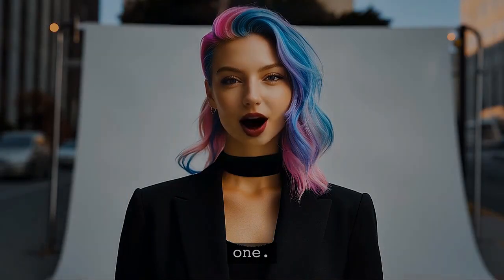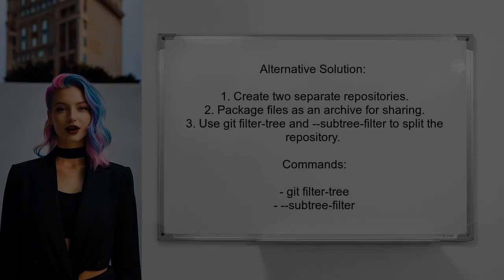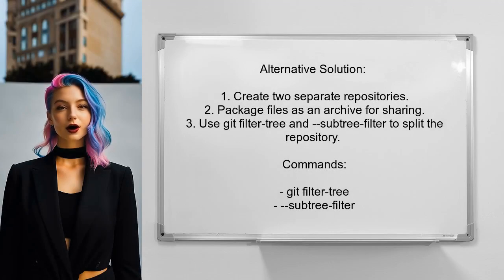Let's explore another one. This user suggests that to make a private repository partially public, you will need to create two separate repositories. They explain that you cannot simply make part of the files public. Instead, you can package the files you want to share as an archive and provide them in the Downloads section. If you want to maintain the repository structure, you should split your repository into two using commands like git filter-tree and subtree filter.